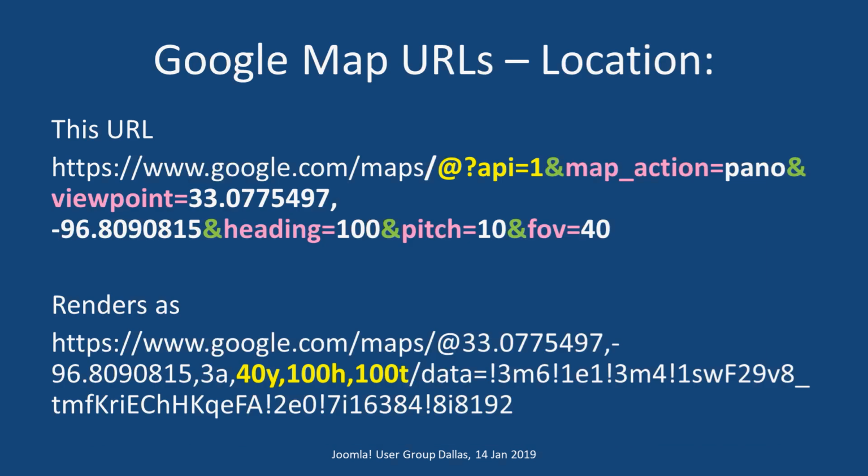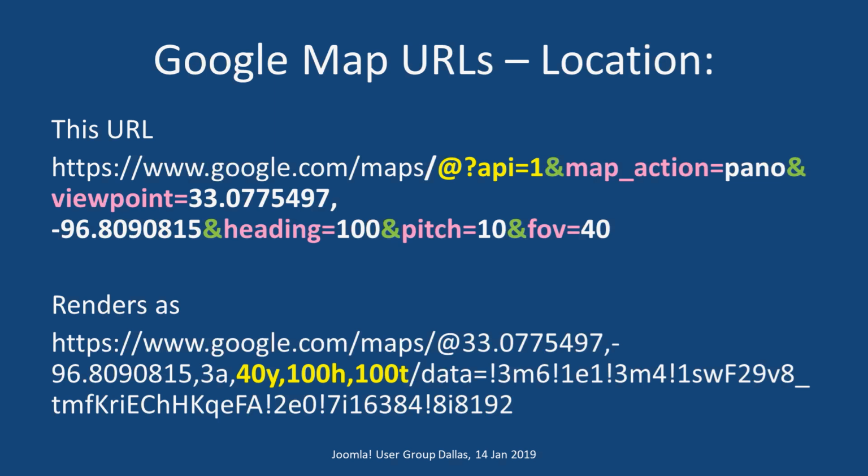Actually, let me highlight one thing on location really quick. The top URL is the URL that we built with our different parameters. The bottom URL is what was rendered in the browser. Now, really, you could just find exactly what you want in Google Maps, take the rendered URL, and use that as your link wherever you're going to put a link in your website.